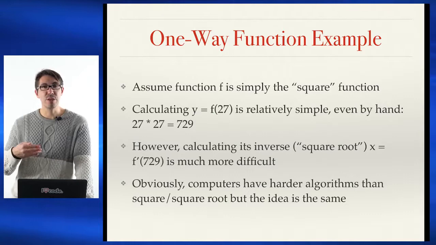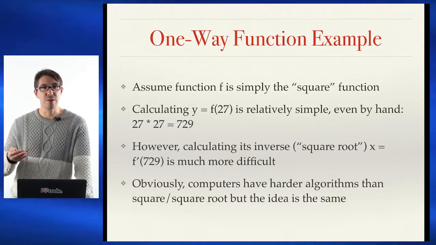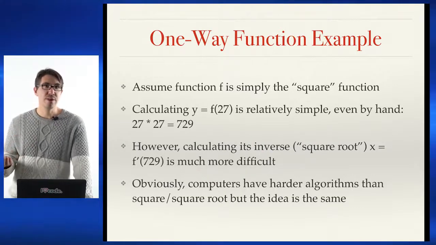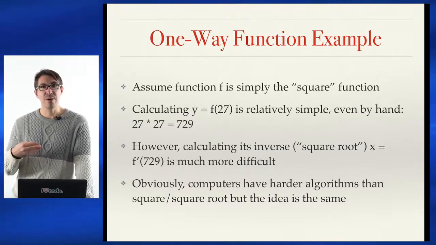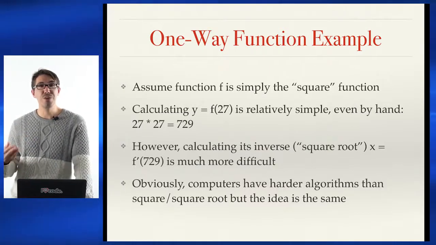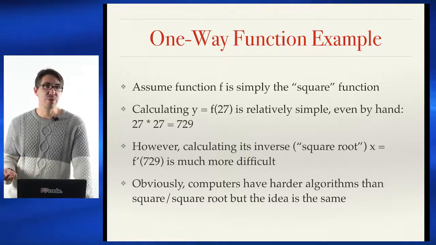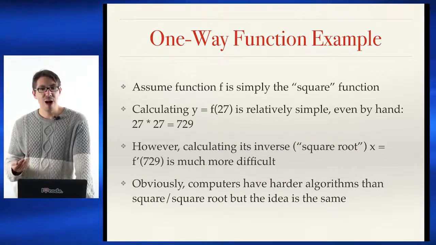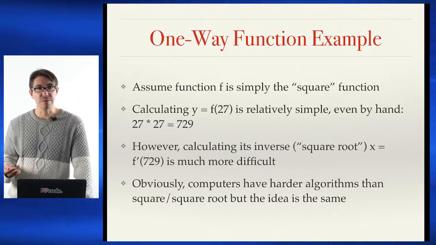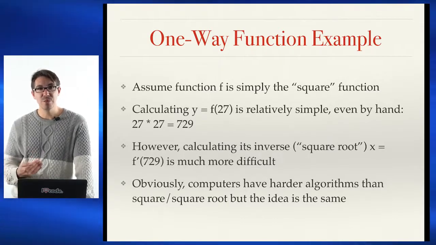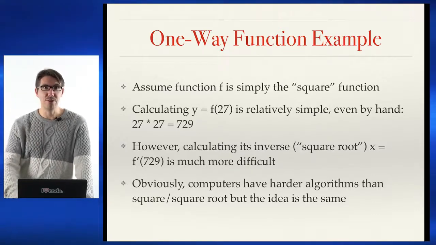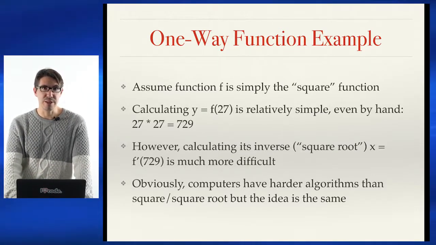Take this up to even higher levels, right? So like calculating the fifth power of something. Once again, very simple. If I have some number, I just multiply it by itself 5 times. However, if I asked you for the fifth root of something, that's going to be very, very difficult for you to calculate. So obviously, computers have much harder algorithms that they will try to reverse, but it's the same basic idea. It is much, much, much more difficult to go the opposite way, the inverse, to get the original value back than to initially calculate it.